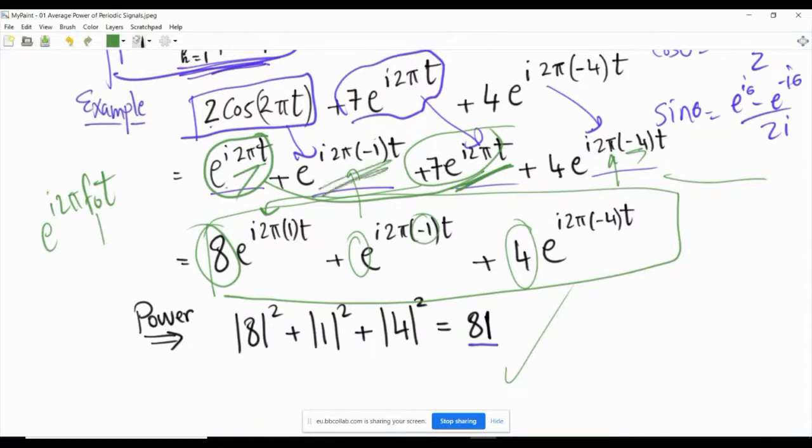So this guy here is alone. I mean, this minus 1 is different from these two guys, but these two guys have the same frequency, so they should be combined together. Once you get a sum of complex exponentials, each with its own different frequency, then you just take the magnitude squares, and you sum, and this will be your average power.